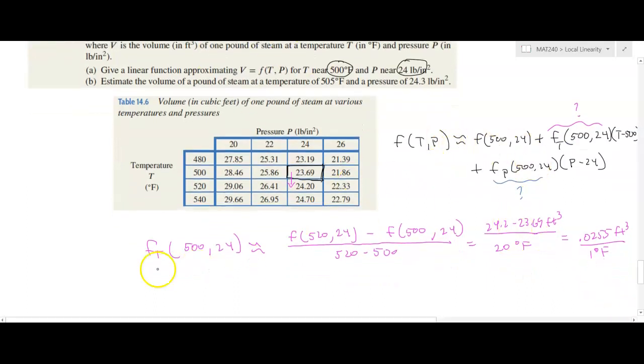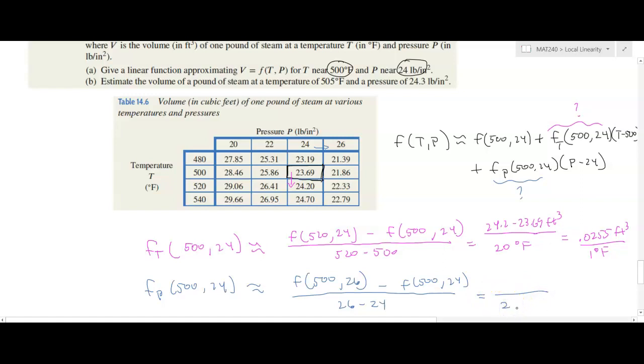Now we're going to do the same thing for f sub p at 500, 24, but now we're going to hold the temperature fixed and only change the pressure from 24 to 26. So that means that, holding the temperature fixed in both cases, we need to look at the volume at 26 pounds per square inch of pressure and at 24 pounds per square inch of pressure, divided by the change in the pressure, which went from 24 to 26, a change of 2 units. So that's going to be 2, we'll just write this as pounds per square inch, PSI.